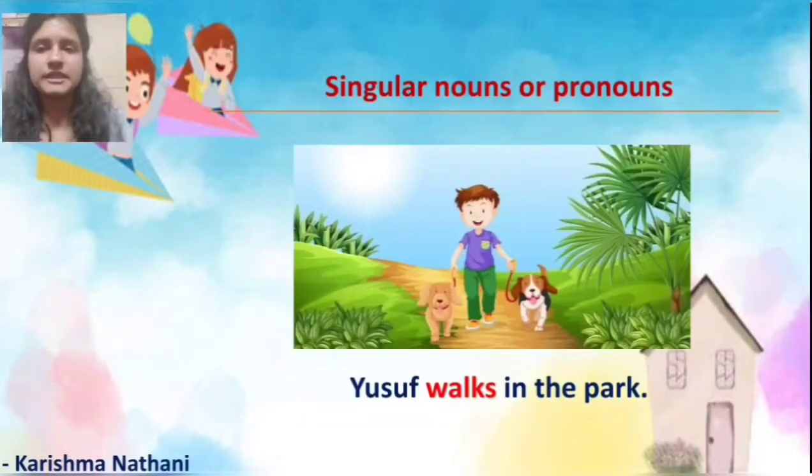Yusuf walks in the park. If we are talking about any singular noun, we have to put s or es at the end of the verb, like walks. The original verb is walk. Because Yusuf is a singular noun, we have to put s at the end of walk. So it will become walks. Yusuf walks in the park.